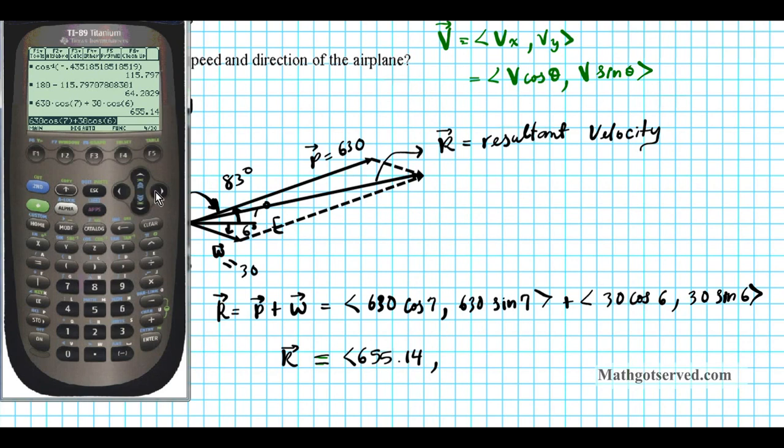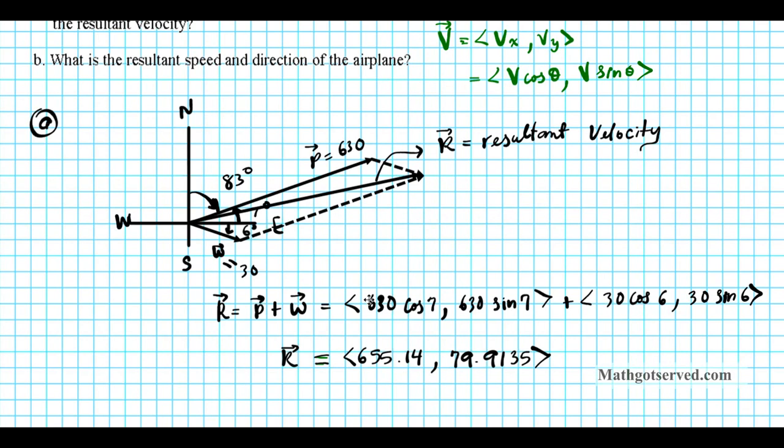All right, so all we have to do is change our cosine to sines. Take that out. Change that to sine. And then the other one, take that out, and change that to sine also. Enter. So for the y component of our resultant vector, we have 79.9135. All right, so there goes the component form of our resultant velocity vector.